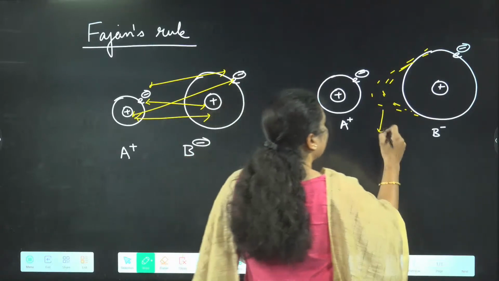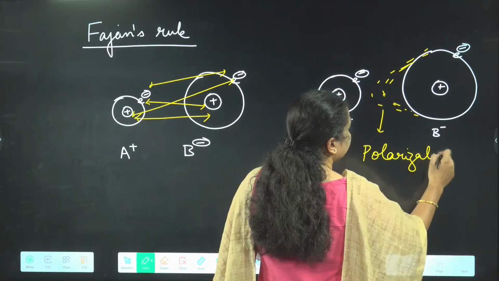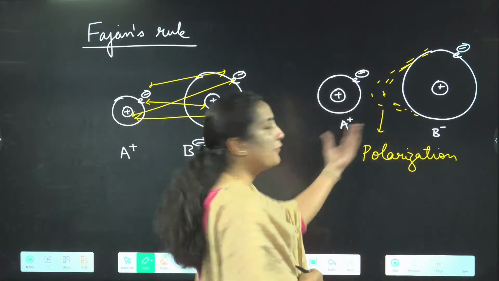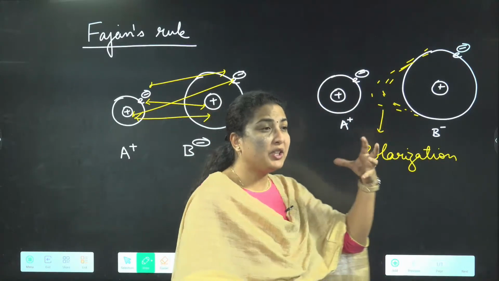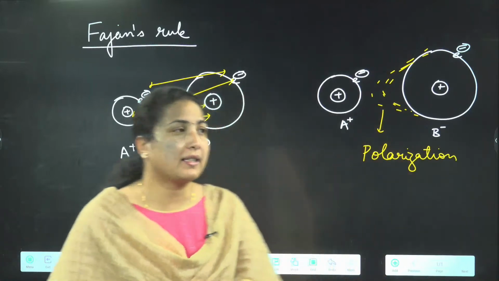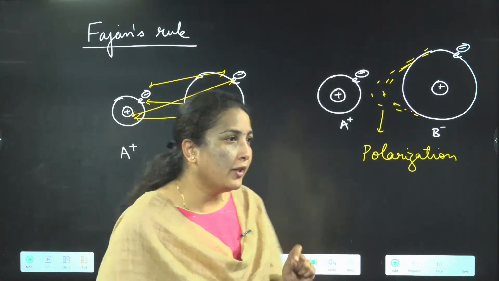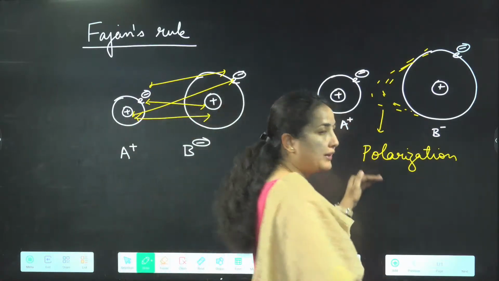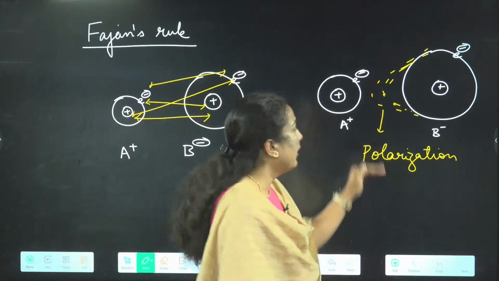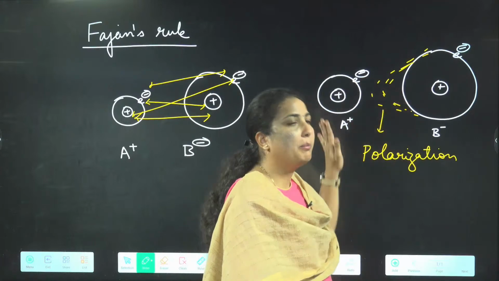This distortion of electron cloud only we call polarization. And now it gives you a feeling that the electrons are kind of being shared between these two, and hence a little bit of covalent character has come. That's what is explained by Fajan's rule. So you understood what is the meaning of polarization. Polarization is nothing but the distortion of the electron cloud of the anion by a cation.